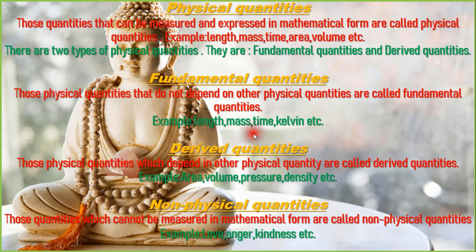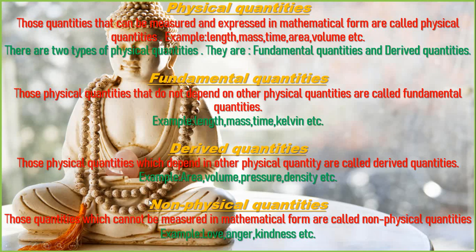The next thing is derived quantities. There are two types of physical quantities. We have discussed fundamental quantities. Now we are going to discuss derived quantities. Those physical quantities which depend on other physical quantities are called derived quantities. Example: area, volume, pressure, density, etc.